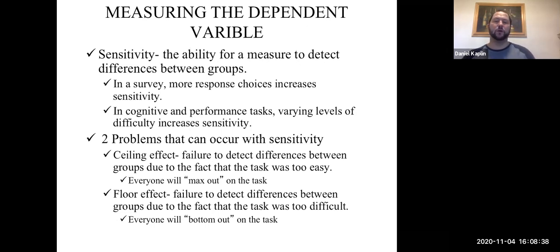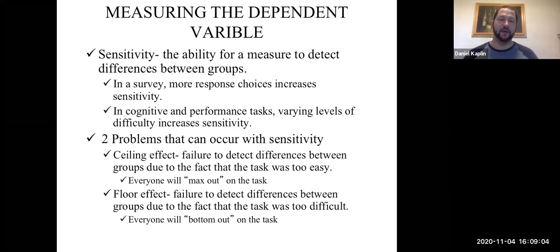All right, so we talked about having sensitivity on the independent variable, but we also want to have sensitivity on the dependent variable. So as I said, you want to start with the independent variable being very extremely different, but on a dependent variable, you also want to have breadth of sensitivity. So the more response options a person has on a survey, the better the sensitivity.